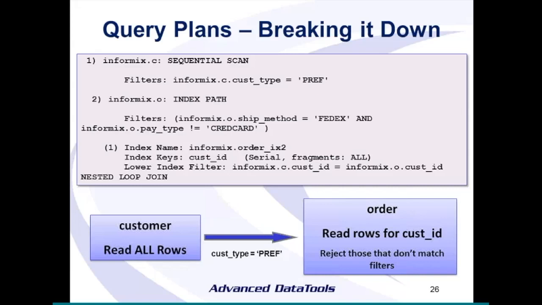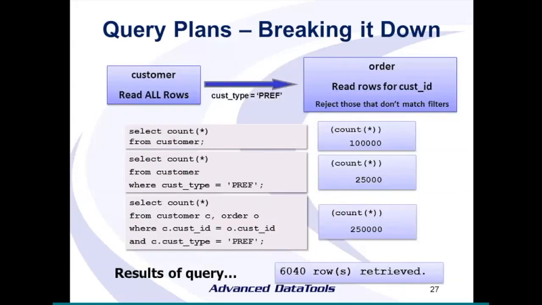So let's get some counts of what's happening at each step here, and that'll help us with our tuning exercise. We're reading every row from the customer table. We know that. So let's see how many rows are in the customer table. In this case, there are 100,000 rows.